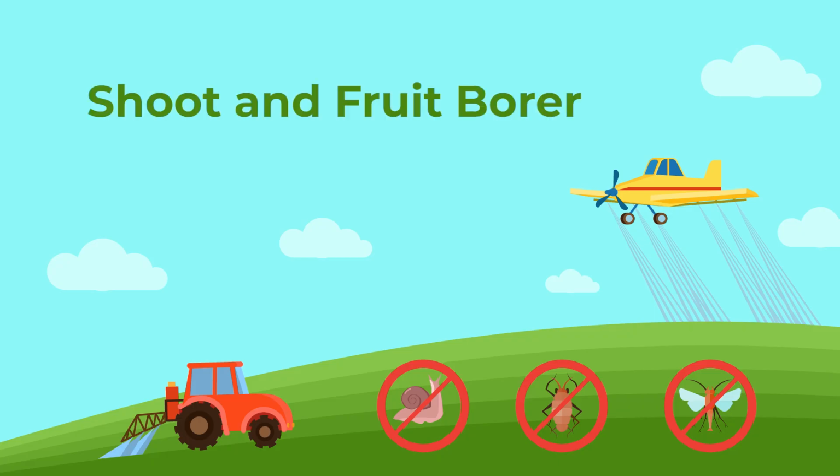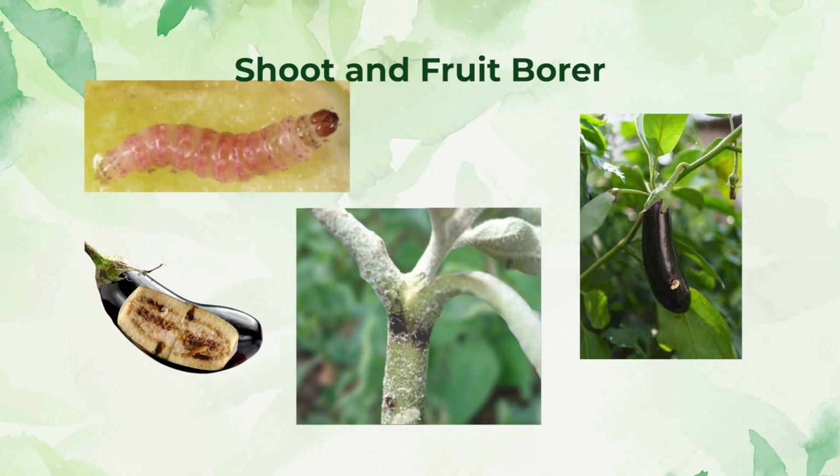Sixth, shoot and fruit borer. The larvae are light pink in color. Initially, the larvae bore into shoots and kill the growing point of the plant. The affected shoot wilts or droops. Adult caterpillars bore into the fruits. At the entrance hole, fecal pellets are visible. Let us take a look at the control.